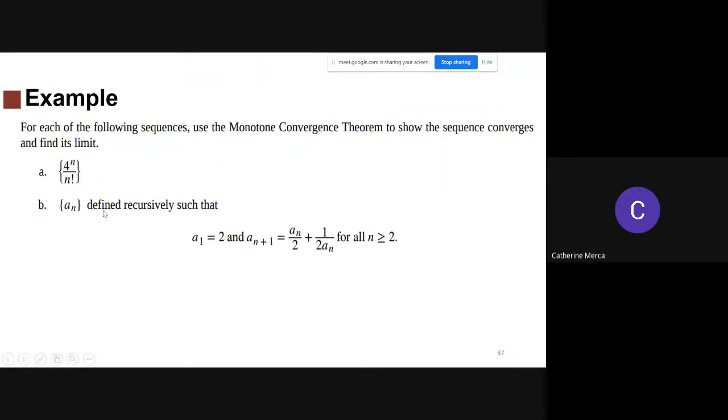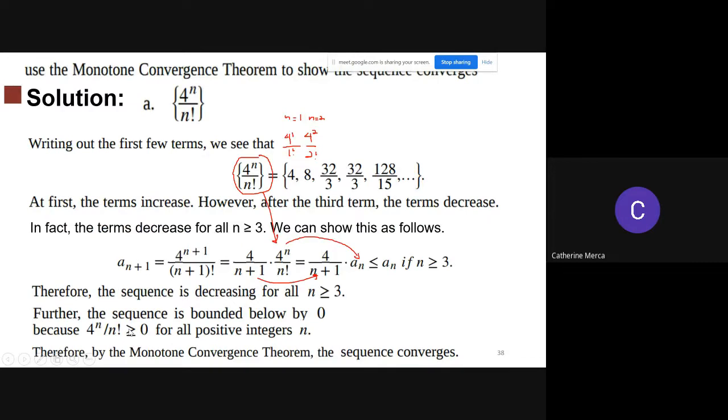Example, this one: 4 to the n over n factorial. For each of the following, use the monotone convergence theorem to show that the sequence converges and find its limit. Let's take a look at the first example. In this 4 to the n, what is 0 factorial?